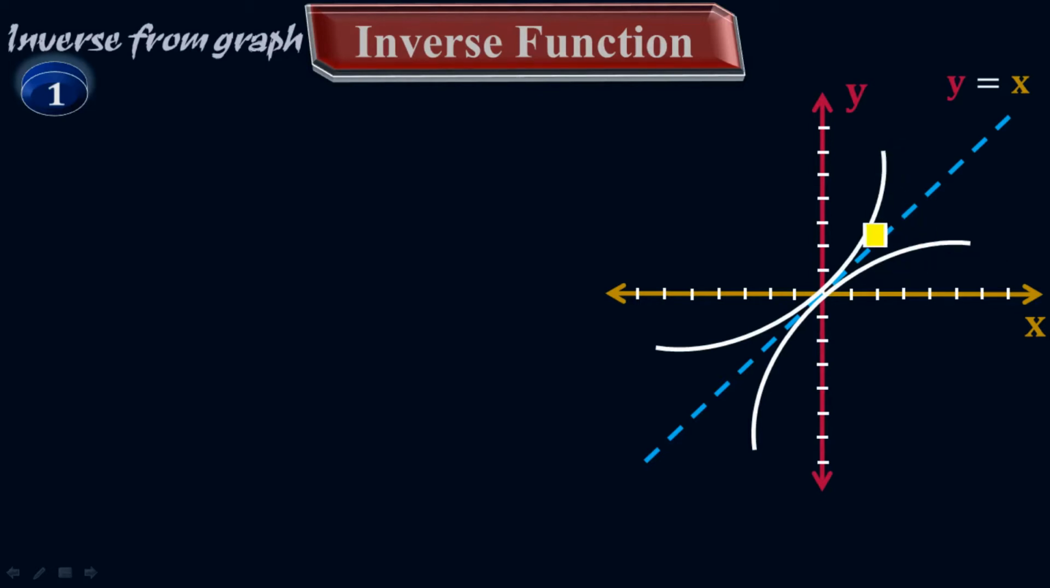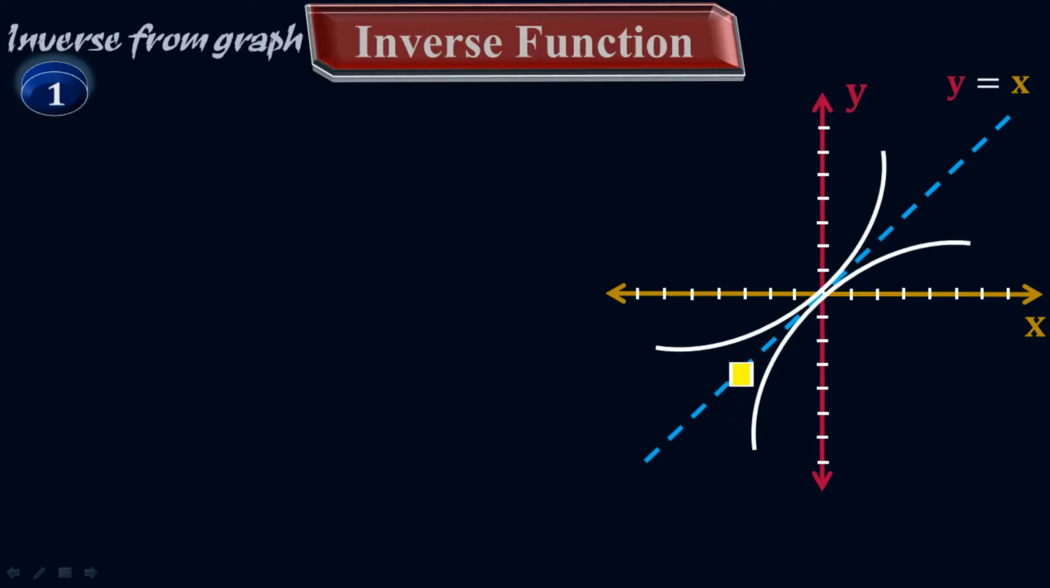The original function is this. I placed it on the other side of the dotted line. This dotted line, as I said, is y equals x. It is exactly like a mirror. It behaves as a mirror. So whenever you put the function in front of this mirror, you will get the exact shape on the other side. So the shape of this function on the other side will be this. This is going to be the inverse.